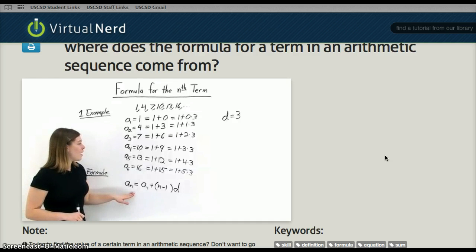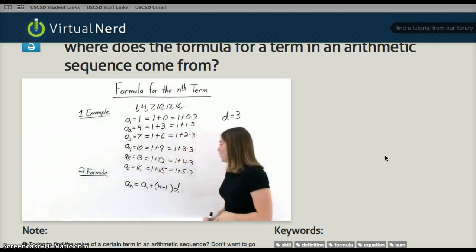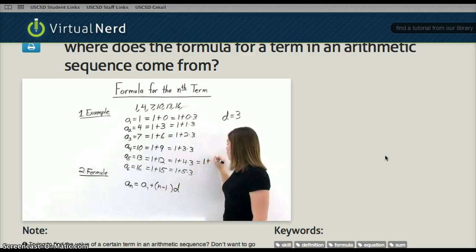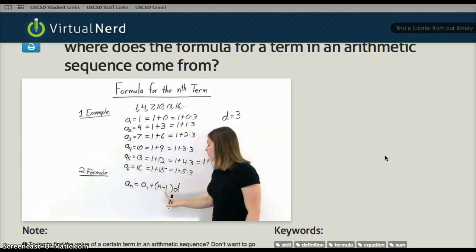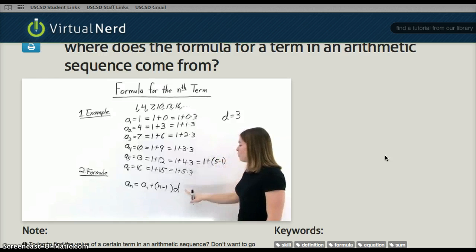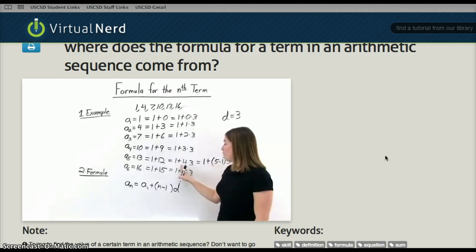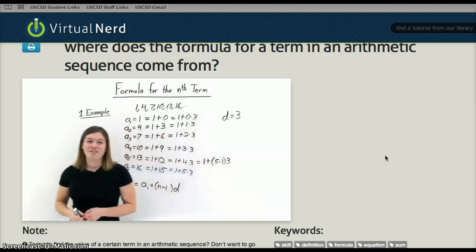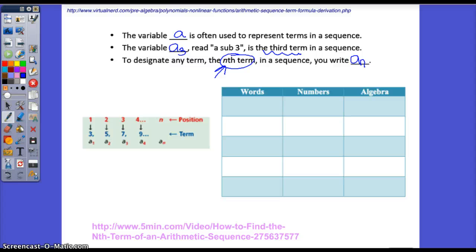So let's take this formula and plug it in to a sub 5 to see if we get the value that we want. So for a sub 5, we would have a sub 1, which in this case is 1, plus n minus 1. Here, since we're working with a sub 5, we would take 5 minus 1. And then we would multiply d. d is our common difference of 3. So we get 1 plus 5 minus 1 times 3, or 1 plus 4 times 3, or 1 plus 12, or 13. So we got the term that we wanted. Okay, so you can see how we got the common formula.